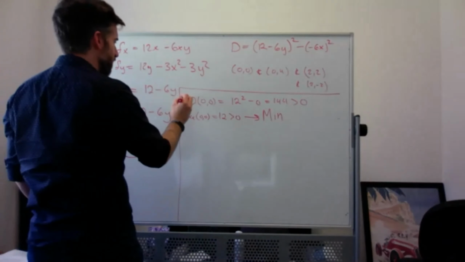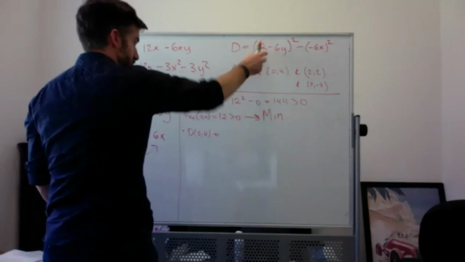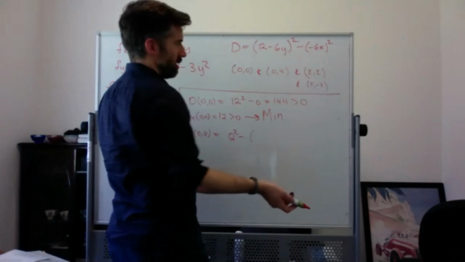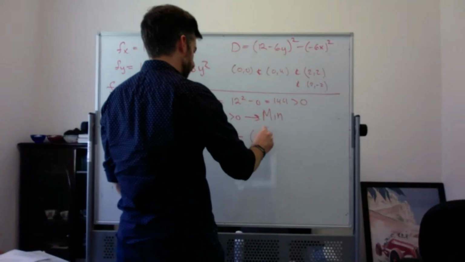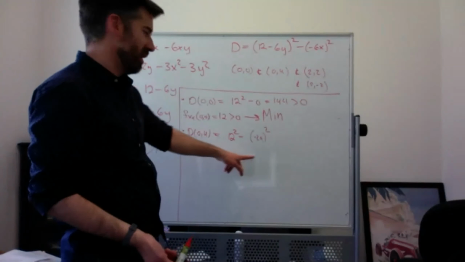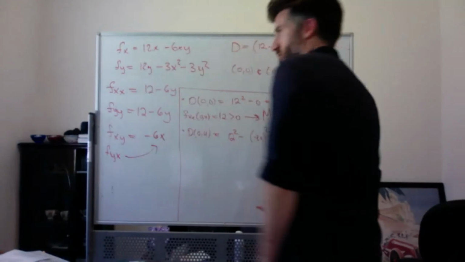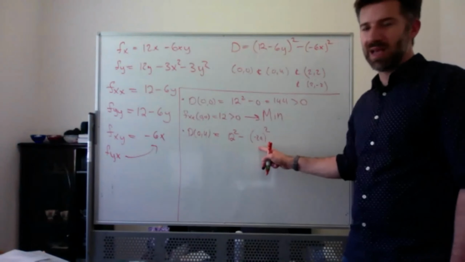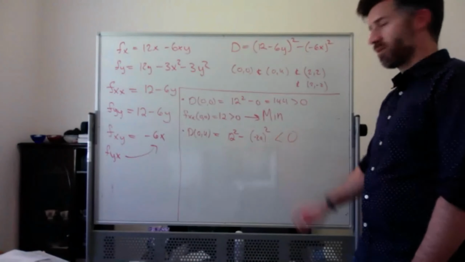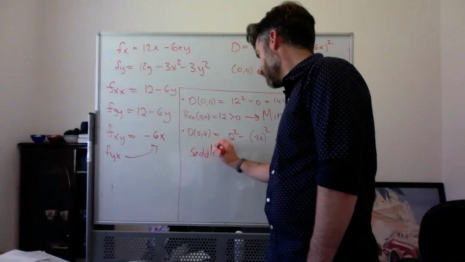And then we just do the same thing for the other points. So D of (0, 4) is going to be, again, 12 squared minus negative 6 times 4, which is negative 24 squared. I don't actually care about the numbers here, right? I can figure out 144 minus whatever that is. I think it's 576, I think. But the point is, I know that this is bigger than that. So this minus this is going to be negative, which means I have a saddle.